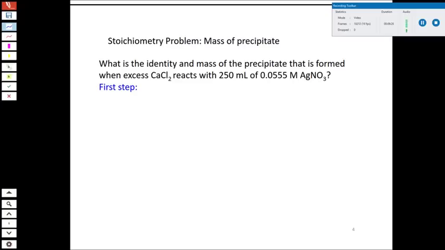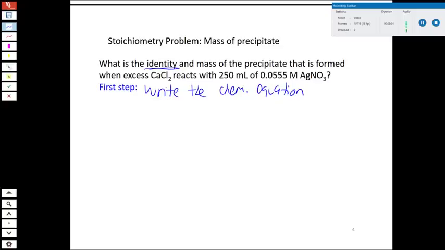So let's say we mix together calcium chloride into an aqueous solution of silver nitrate. We want to know what is the identity and mass of the precipitate that forms. So the first part, which is identifying the precipitate, is what we've already done, so this will be a quick review of that. We have to write the chemical equation and identify what forms and what would be the insoluble product.